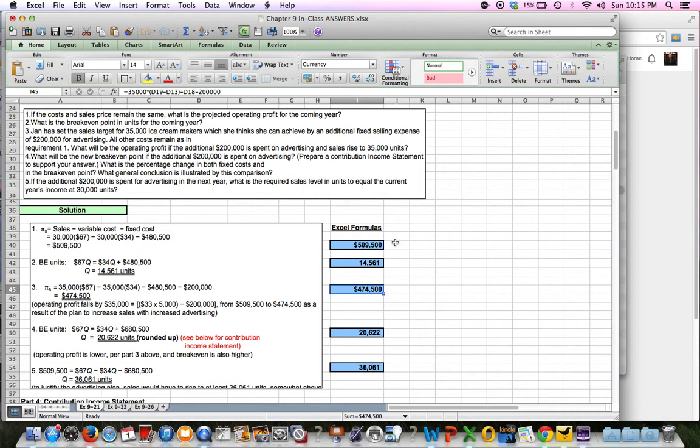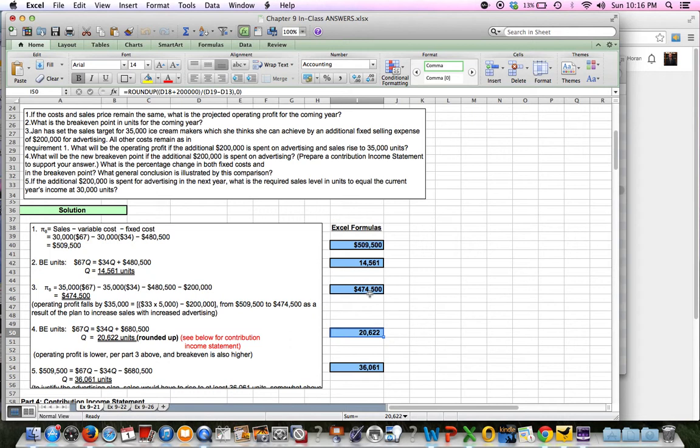Question 4 then becomes, what's the break-even in units if she does that? So the break-even in units if she does that becomes, her fixed costs now go up by $200,000. It goes from 480,500 to 680,500. And so just think of it this way, that 680,500 divided by her contribution margin, which is the sales price of 67 minus the variable cost of 34, which is $33. So 680,500 divided by 33 means she has to sell more units to break even. So by doing this, if she were to go that route, she has to sell more units to break even, and she's going to make less money.